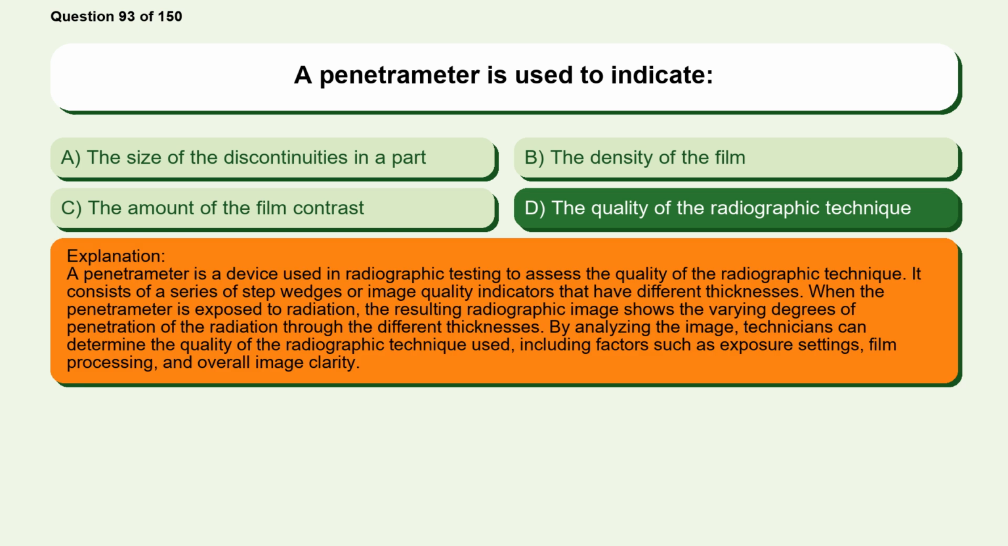A penetrometer is a device used in radiographic testing to assess the quality of the radiographic technique. It consists of a series of step wedges or image quality indicators that have different thicknesses. When the penetrometer is exposed to radiation, the resulting radiographic image shows the varying degrees of penetration of the radiation through the different thicknesses. By analyzing the image, technicians can determine the quality of the radiographic technique used, including factors such as exposure settings, film processing, and overall image clarity.